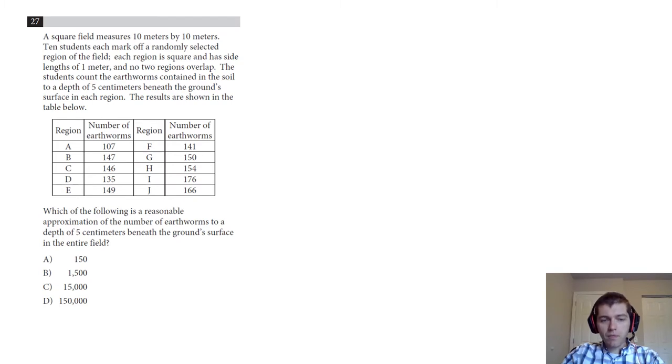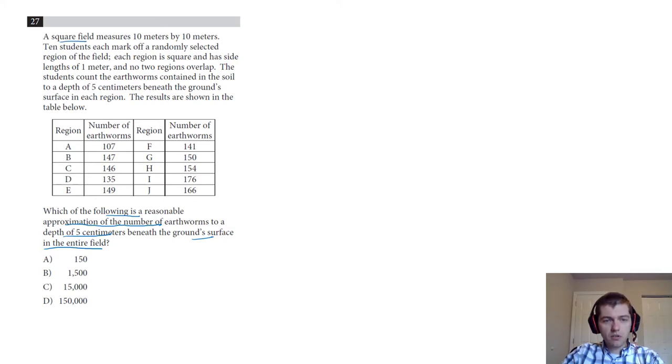Problem 27. Big wall of text, table included. First start, what are they going to be asking for? What is a reasonable approximation of the number of earthworms to a depth of 5 centimeters beneath the ground surface of an entire field? So knowing that, go back to your problem.